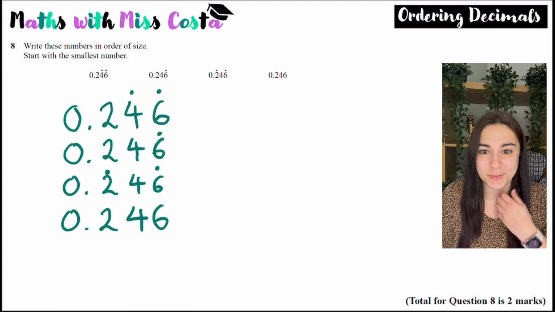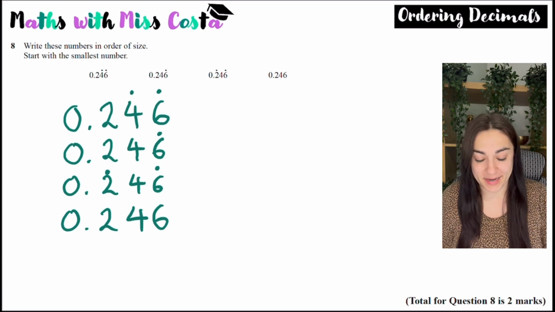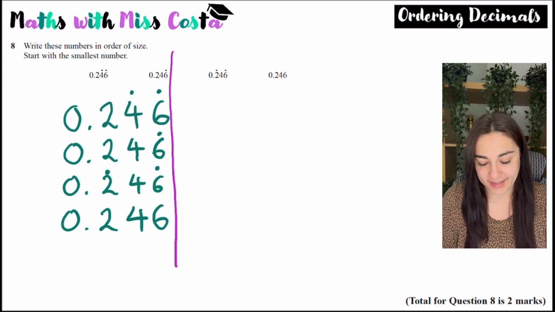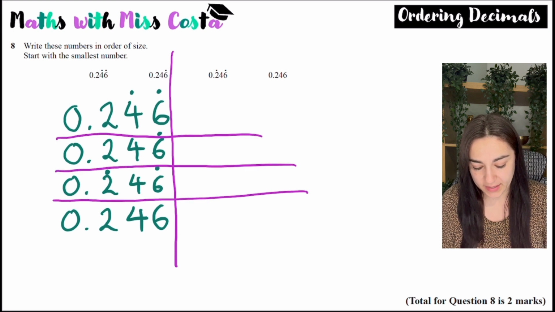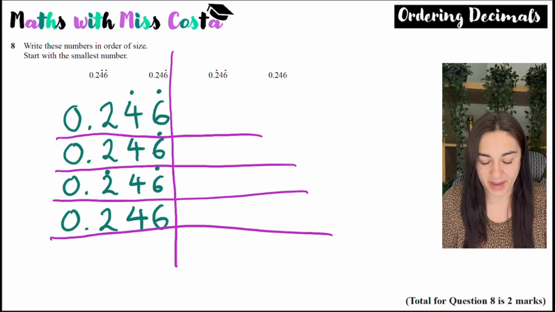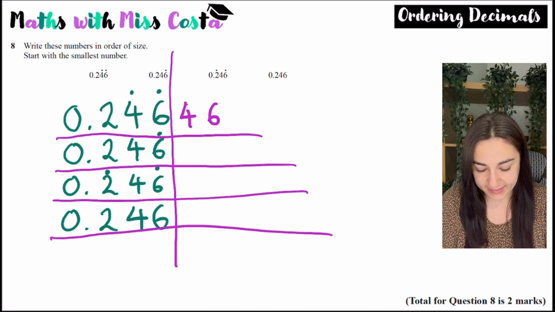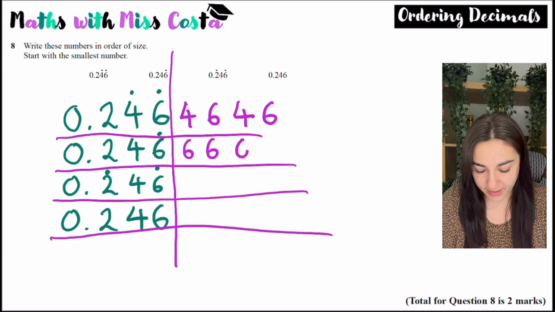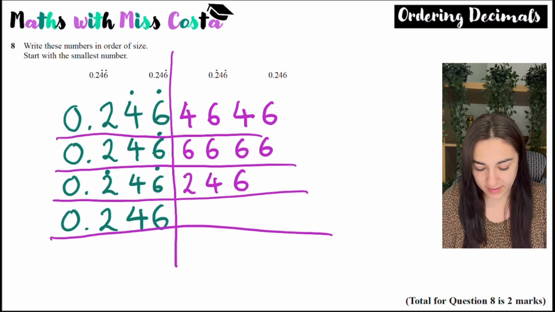If I write these decimals out just as they have been given, all of them actually have the same place value up until the third decimal point. So the key here is to keep the decimals going in the pattern that they are. So 0.246 recurring means that 4, 6 is going to keep on going. So that would be 4, 6, 4, 6. 0.246 means the 6 keeps on recurring. 0.246 means the whole thing is recurring.